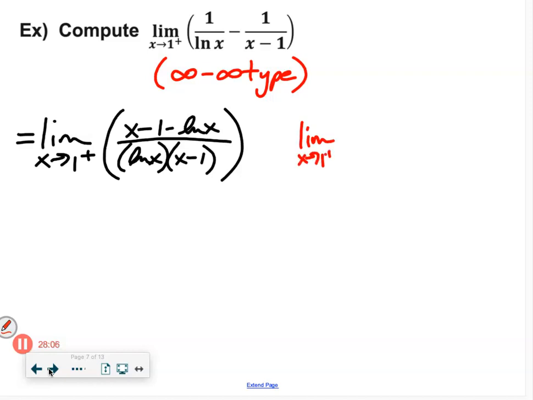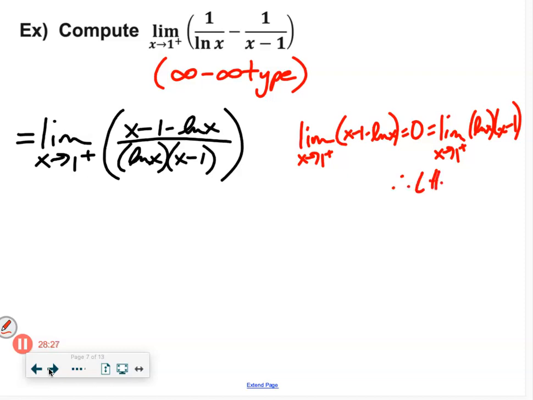x approaches 1 from the right of x minus 1 minus ln x equals 0, which equals the limit as x approaches 1 from the right of ln x times x minus 1. Therefore, L'Hopital applies. All right, go ahead and L'Hopital it.